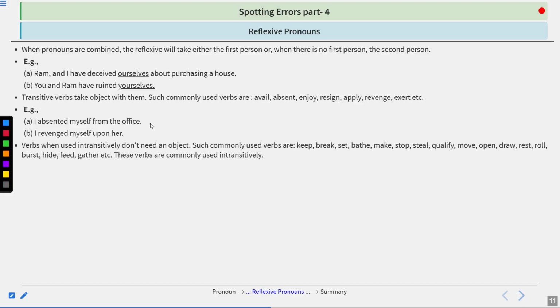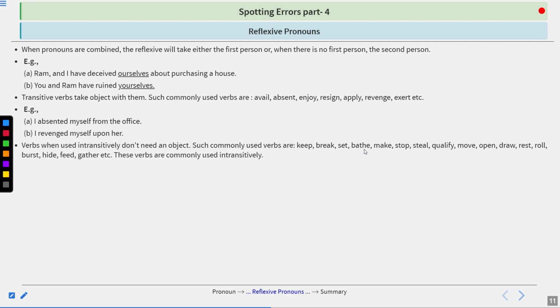Verbs when used intransitively do not need an object. Such commonly used verbs are keep, break, set, bath, make, stop, steal, qualify, move, open, draw, rest, roll, bust, hide, feed, gather, etc. These verbs are commonly used intransitively. So the opposite of transitive verbs are intransitive verbs. They don't take objects with them.